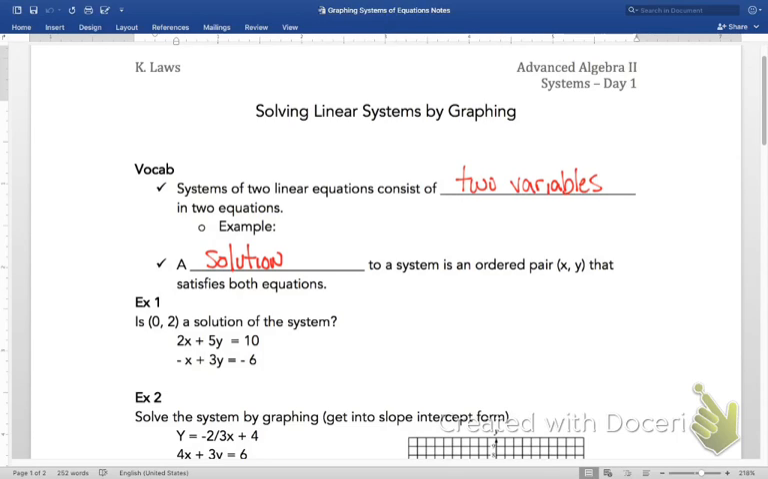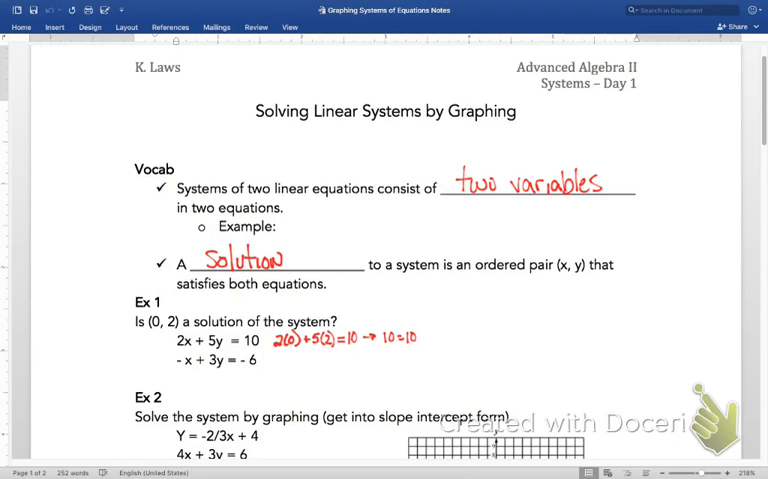So what does it mean that it satisfies both equations? That means if you plug a number into the system, then it better work in both equations. So like on example 1, it says, is (0, 2) a solution to the system? So where x is 0 and y is 2, then it better work in each equation that I'm given. So if I have 2x plus 5y equal to 10, I'm going to go 2 times 0 plus 5 times 2. Does that equal 10? Yeah. So the whole left side is 10 equal to 10.